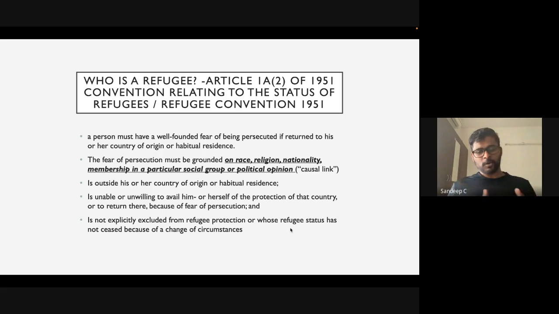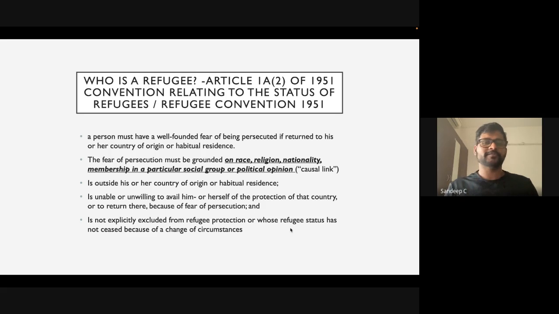So how did this come to be? Under what context can a person be defined as a refugee? What is the legal principle behind this? What are the international legal provisions that define and articulate who is a refugee and who is not a refugee? What is the difference between a refugee and an asylum seeker? What is the difference between an asylum seeker and a migrant or immigrant?